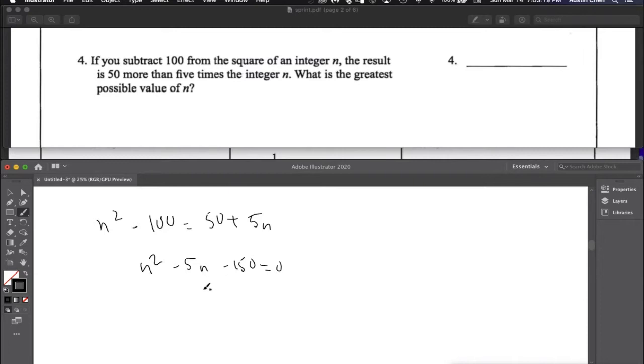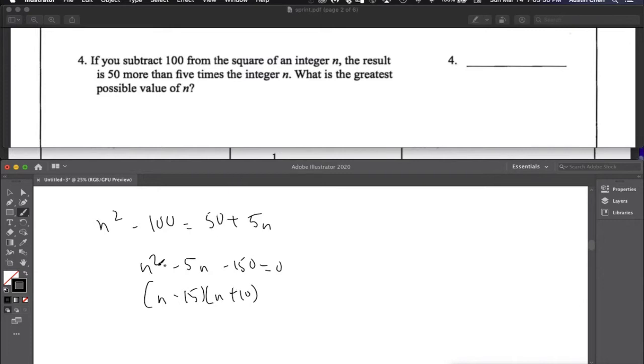You can factor this. It will be what? n minus 10 and n plus 15? Or n minus 15 and n plus 10? n minus 20, n plus 15. It's negative 5. Wait, what? It's n squared minus 5. Oh, wait, my bad. Sorry, that's my bad. Okay, no, that's fine. I thought it was 300.